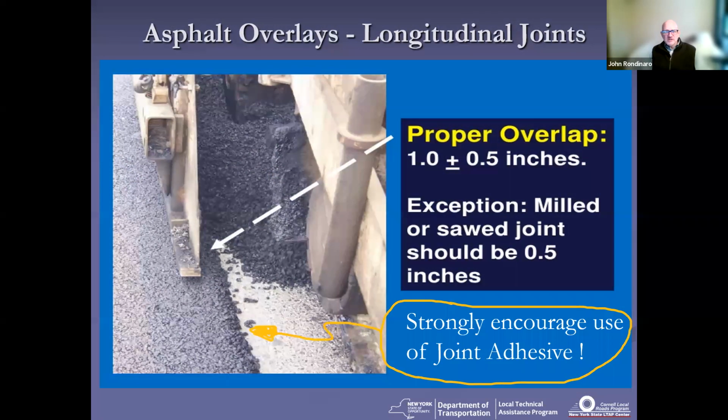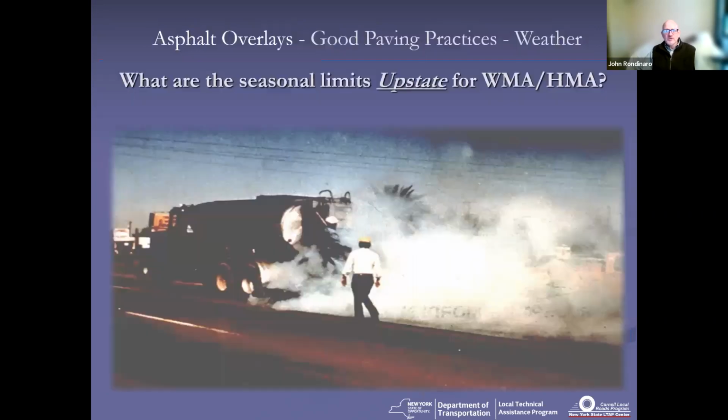And then you can see in this picture, it's a good example. You don't see any tack coat and you don't see any joint adhesive. So this is a risky proposition. You put that tack and that joint adhesive down, you've got a lot better chance at good performance.